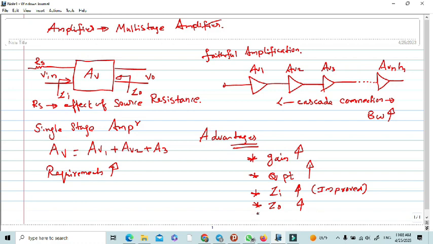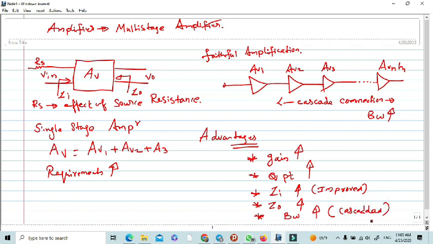One more advantage is also there. See my dear students, one more advantage is also there. So what is the best advantage? Compared with gain, Q point, ZI, ZO, everything is common. Here bandwidth requirement is very high. But where? Which kind of amplification? Which kind of multi-stage amplifier? Only for cascaded. Only for cascaded amplifier bandwidth is more.